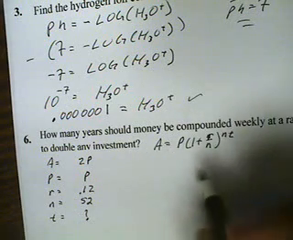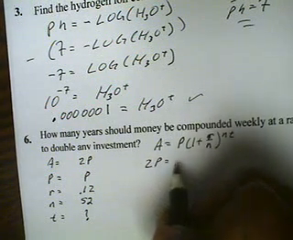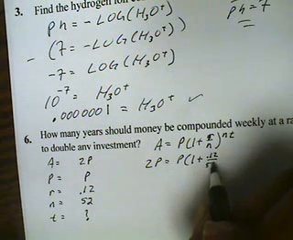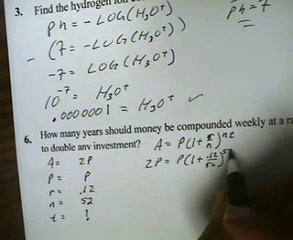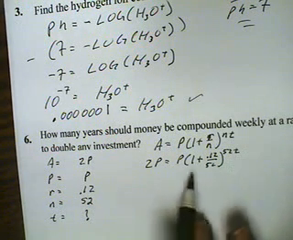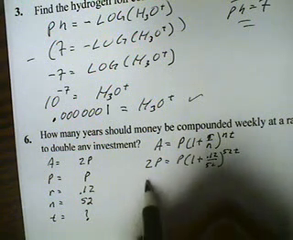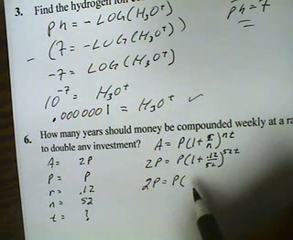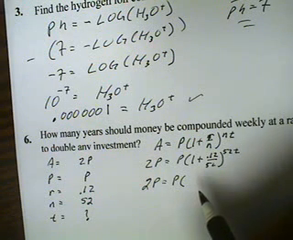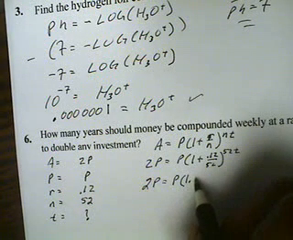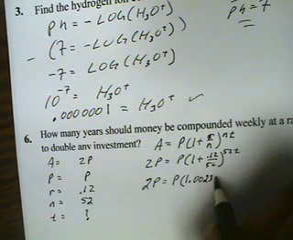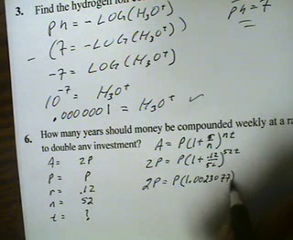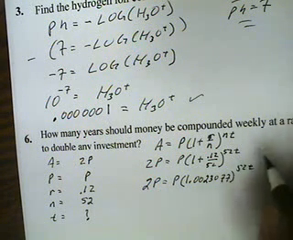Okay, now let's put all these in here. So A becomes 2P, P remains P, and this will be 1 plus 0.12 divided by 52, all to the power of 52T. Okay, I want to simplify the base here, so we'll get 2P equals P, and let's see, 0.12 divided by 52, a lot of decimals on that, so 1.0023077, and to the 52T power.